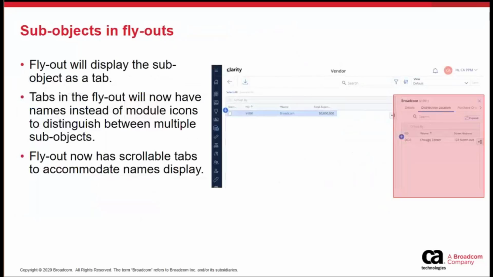The tabs in the flyout now have the actual names. So as you can see in this example, I have details, I have the distribution location, which is a sub-object, and I have another sub-object called purchase order. These sub-objects, now I can see the names instead of the icons that used to be in the past. This was needed because several customers approached us saying that just having the icons was not sufficient to understand which specific sub-object is being displayed right there. So having the name makes it easier.